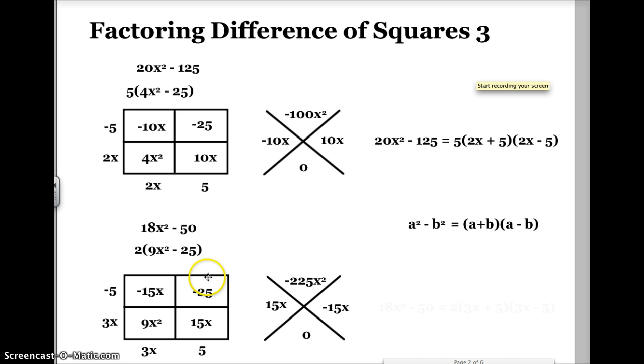Now I could have probably looked at what's inside the parentheses and realized that the square root of 9x squared is 3x, and the square root of 25 is 5. So I could have seen that 18x squared minus 50 is going to be equal to 3x plus 5 times 3x minus 5, times that 2 which I factored out originally. So it's 2 times 3x plus 5 times 3x minus 5. Hopefully that helps. Remember, in difference of squares 3, you're going to have to factor something out. And after you do, you'll be left with a perfect square inside these parentheses.